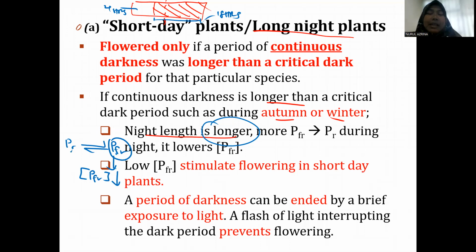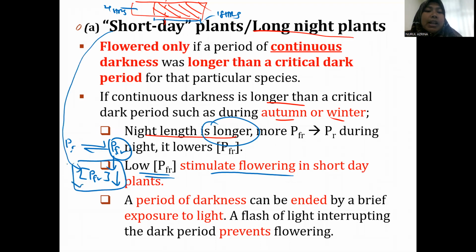Okay, remember, conversion of PFR to PR is slow. But because the night period is quite long, many PFR can be converted into PR. So it will lower your PFR. So a low PFR level stimulates flowering for short day plant or long night plant. So in other words, short day plant or long night plant requires a low concentration of PFR for it to flower.